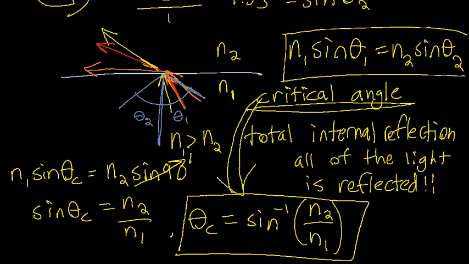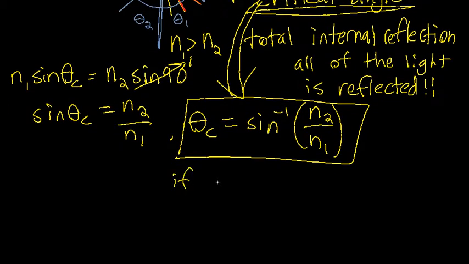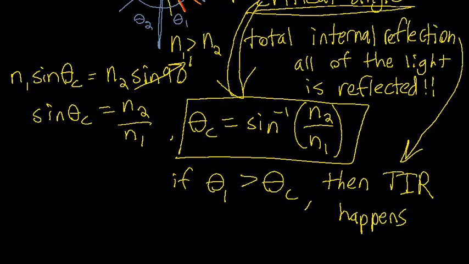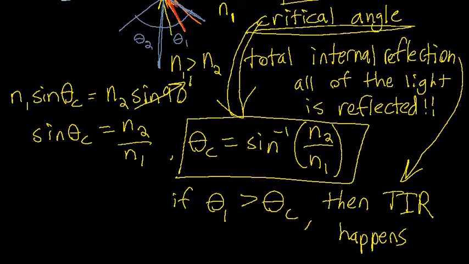And if theta 1, the input angle, is greater than the critical angle, then TIR, that's what we call total internal reflection in optics, happens. And when that happens, reflection occurs. And when we have reflection, the incident angle is equal to the output angle. Well, from this frame of reference, it's actually equal to the opposite of the input angle.